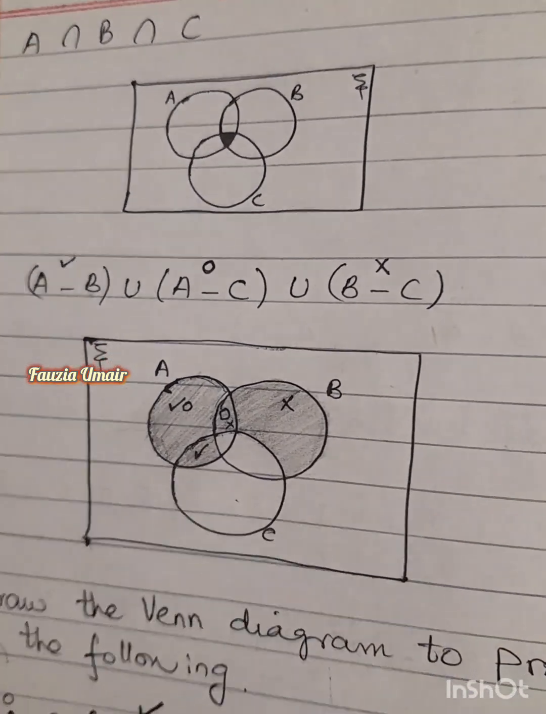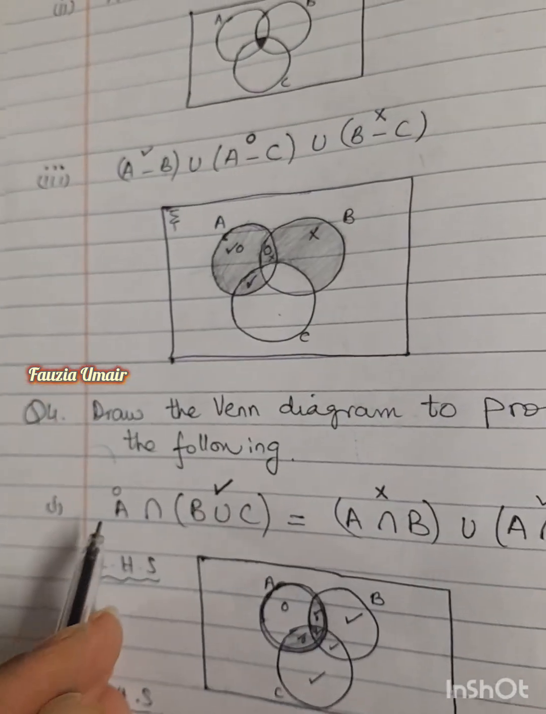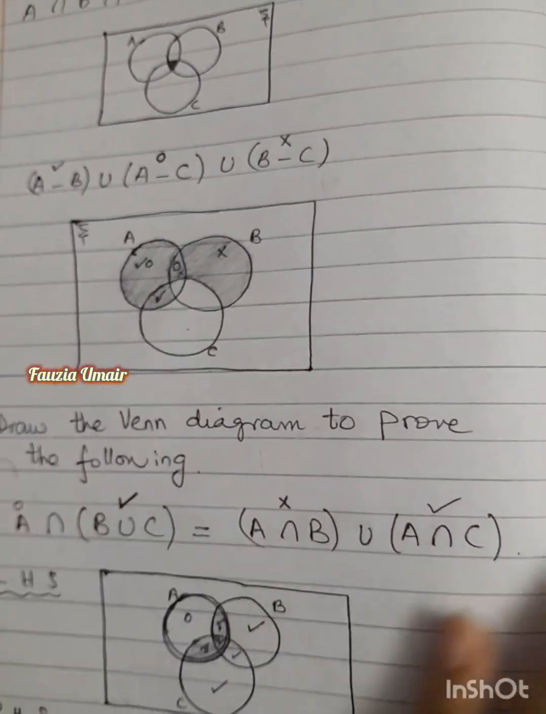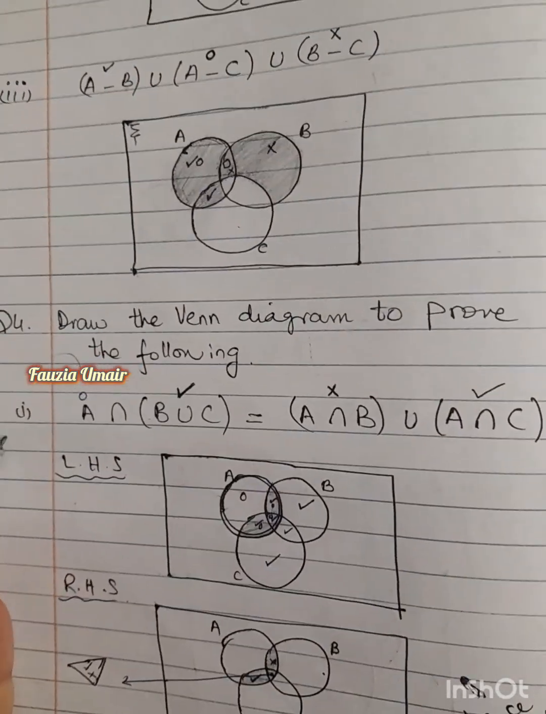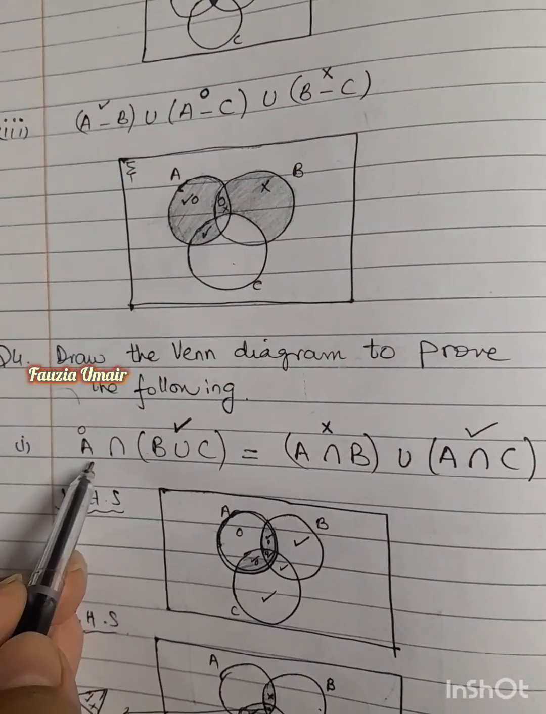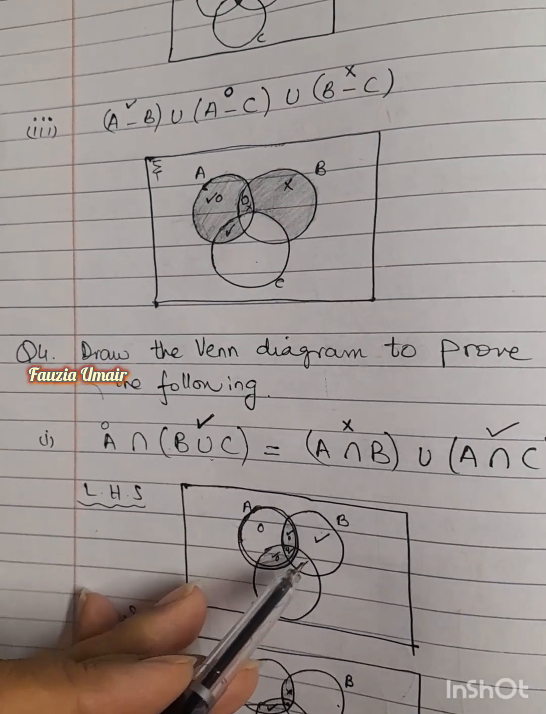Alright, so moving on to question number 4. Question number 4 is again a question of shading. Draw the Venn diagram to prove the following. So this time the difference is that through shading, we need to prove that the left hand side is equal to the right hand side.